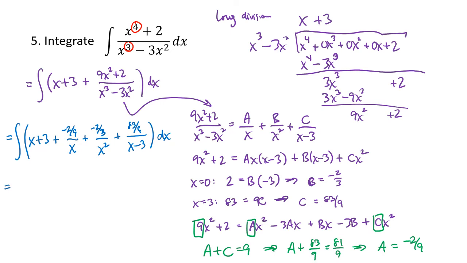And then we just integrate. Antiderivative of x is 1/2 x squared. Antiderivative of 3 is 3x. That negative 2/9 is just a constant multiple, so that gives us natural log of x.